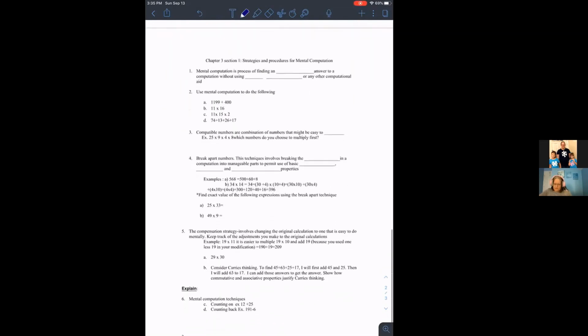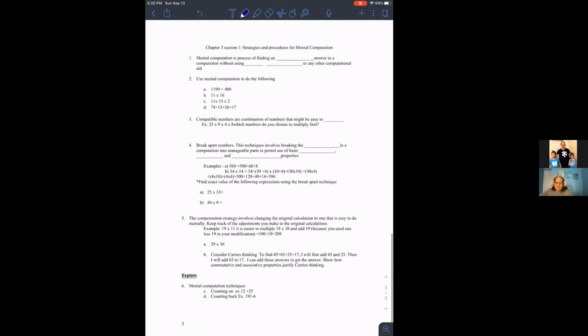So that's all for chapter 2.1. Let's go to chapter 3, section 1. So chapter 3, section 1 is strategies and procedures for mental computation. Mental computation is a process of finding an exact answer to a computation without using pencil, paper, or calculator, or any other computational aid. So it's pretty much saying you do it in your head.